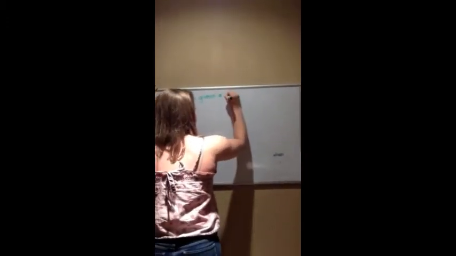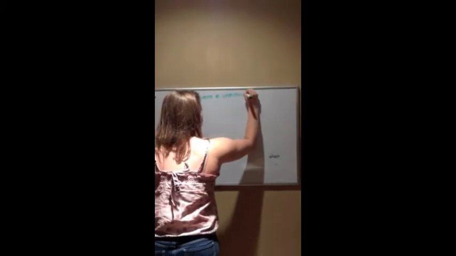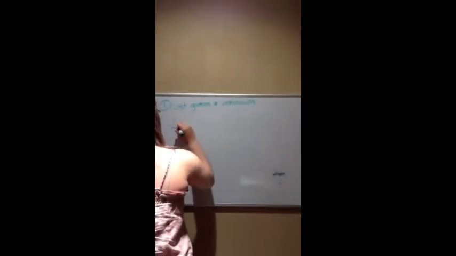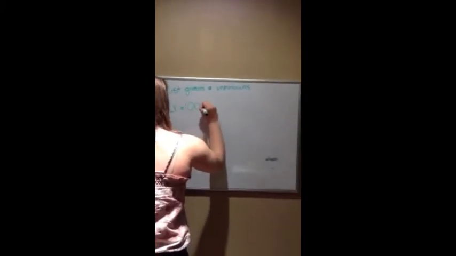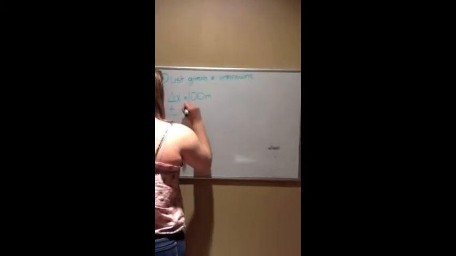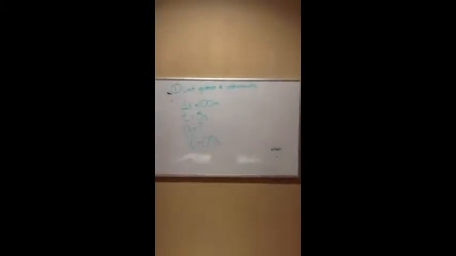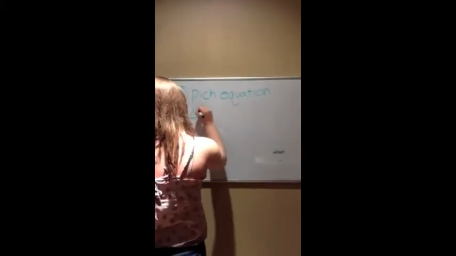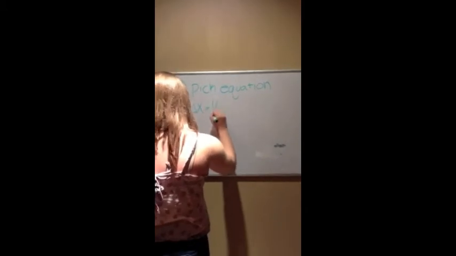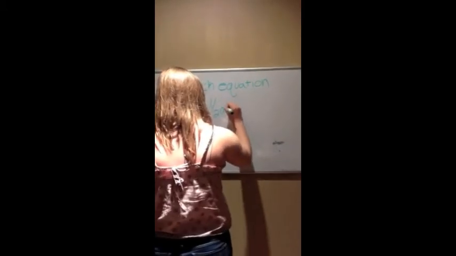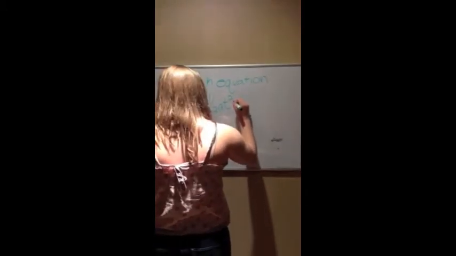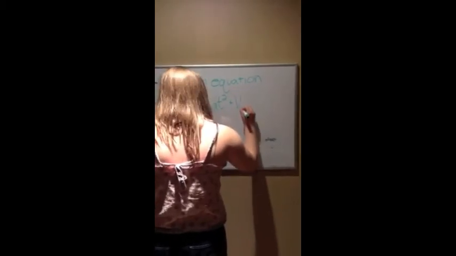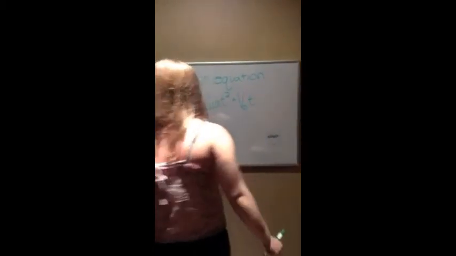Step 1. List the givens and the unknowns. The givens in our problem are the change in position equals 100 meters, the time equals 5 seconds, and the initial velocity equals 0 meters per second. The unknown is the acceleration, which we are going to find. Step 2. Pick the equation you are going to use. The equation we chose was change in position equals half acceleration times time squared plus the initial velocity times time.